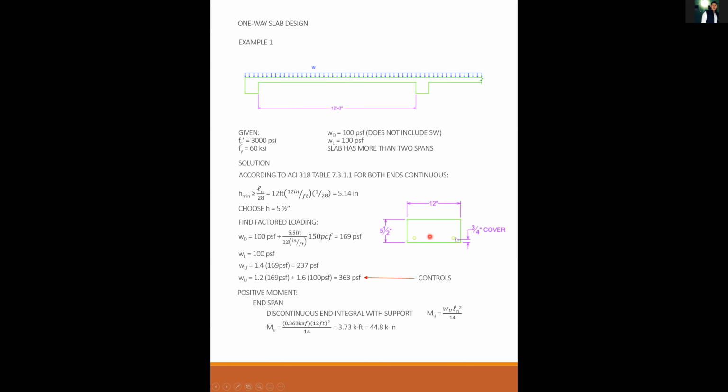And Professor, the weight of the concrete is 150? It is assumed to be 150 unless I tell you otherwise. There is lightweight concrete out there that could be 115, 125, but if I don't tell you anything, you just assume 150 for hard rock normal weight concrete. That's the unit weight of concrete, right? Yes.